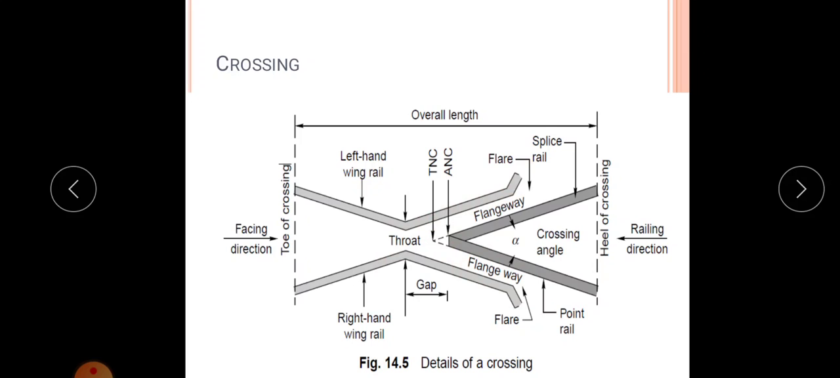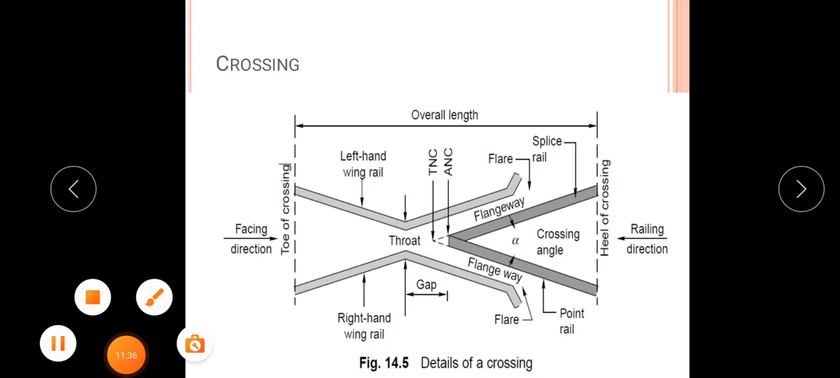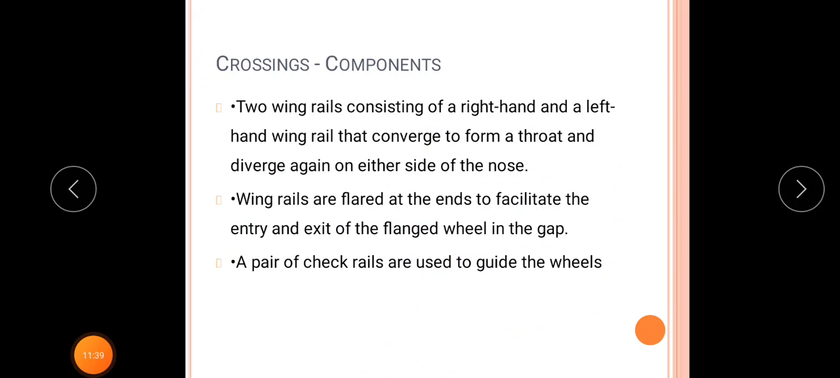So the second component of our crossing is the wing rail. There is a left hand wing rail and a right hand wing rail, and these two converge to form a throat and diverge again on either side of the nose. So these are the main components of crossing: two wing rails, right hand and left hand, that converge to form a throat and diverge again on either side of the nose.